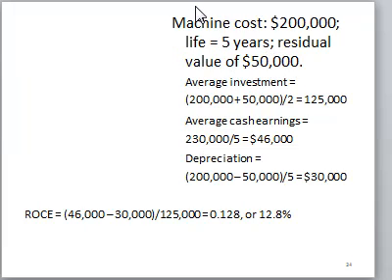So our machine cost is 200. The useful life is 5. Residual value is 50. So to compute our average investment, as I said, you get the initial investment, which is 200,000, plus our residual value, which is 50, then divided by 2, you get 125. Then to get the average cash earnings, you are going to get 230, which is our total profit for the 5 years, then divided by 5, you get the average profit.